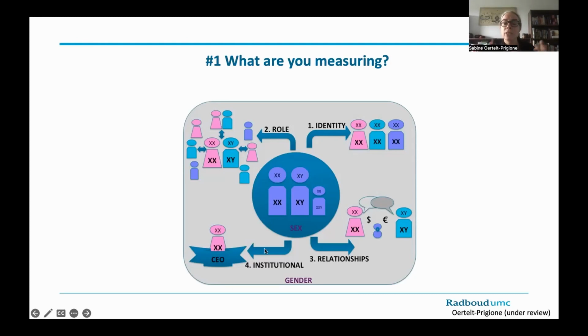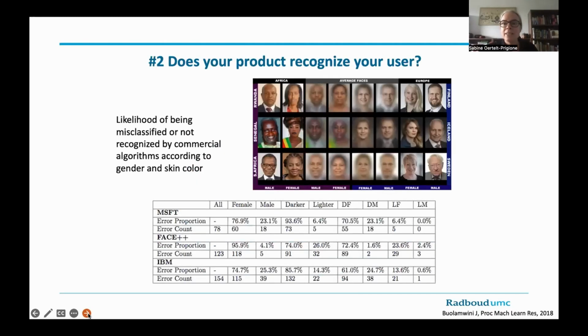And then there's another layer, which is institutional gender, which goes a bit beyond that, which is basically to describe how all our systems, our organizations, the healthcare system in itself, our societies in themselves do have gendered aspects and have been built on certain assumptions about gender in the past. So when we want to collect data to help future research and improve our products, we need to think about what is it that we're actually asking about, and in how far is this relevant for the products that we design. The second point is, if you design a product, will that actually recognize your user?